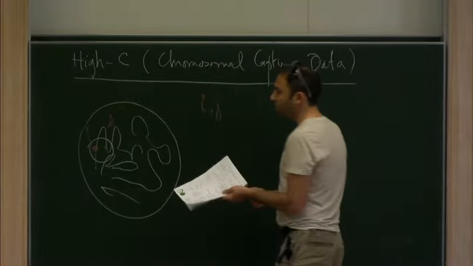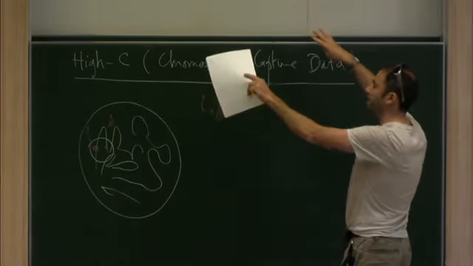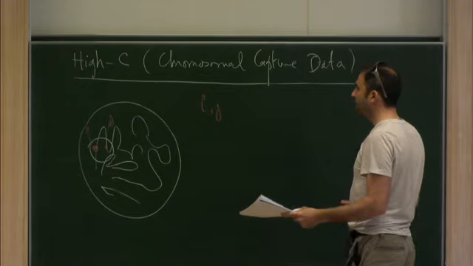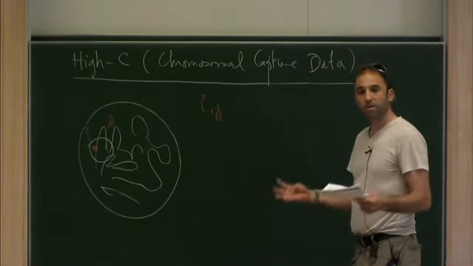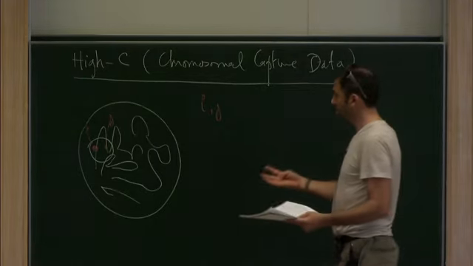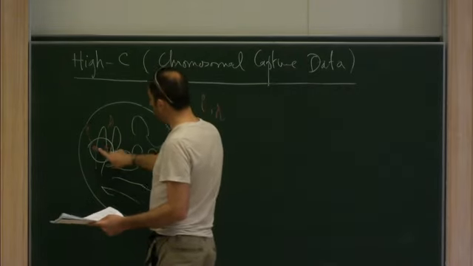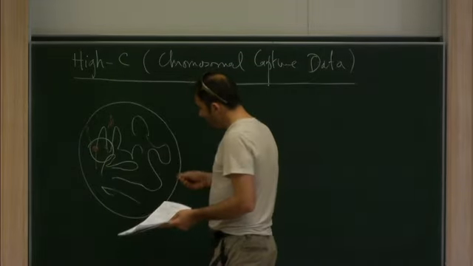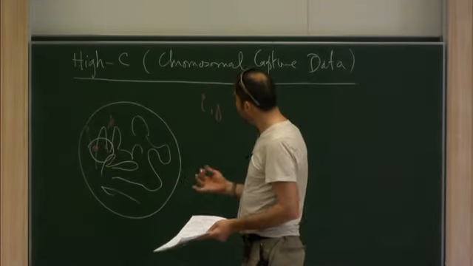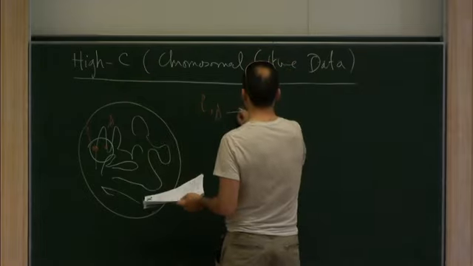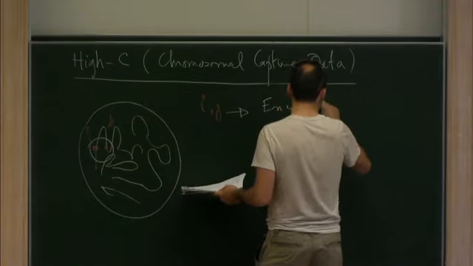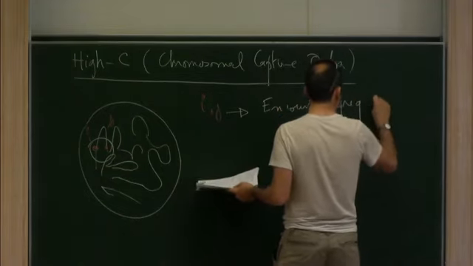So then, by averaging over your whole ensemble, you get a frequency encountering matrix. What is the fraction of time the two are together? And so this leads to what is called the encounter frequency matrix.